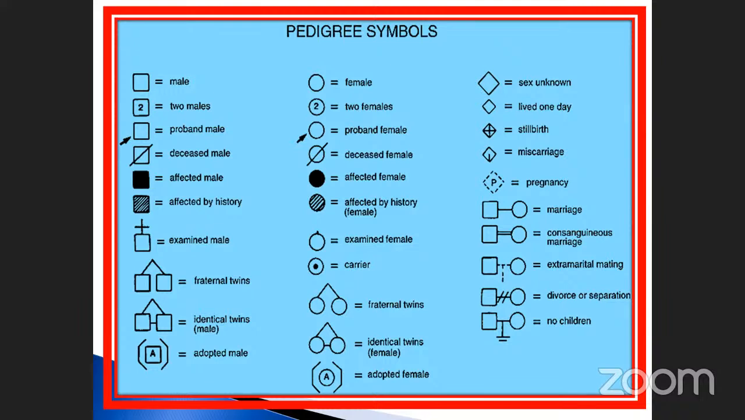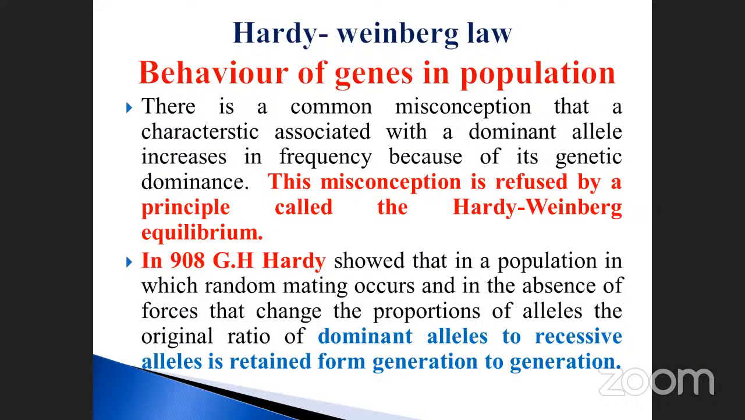Miscarriage progeny is called P. A small dot-like structure with P inside it means pregnancy. This is marriage, male as well as female. This is consanguineous marriage. This is extramarital mating, divorce or separation, and no children. These are all the symbols used for pedigree analysis for the future and other aspects.